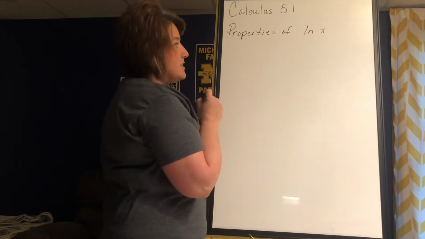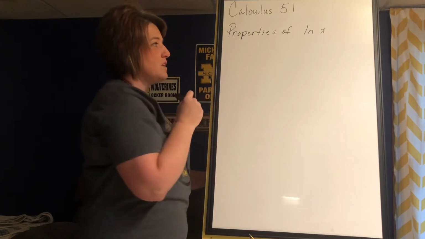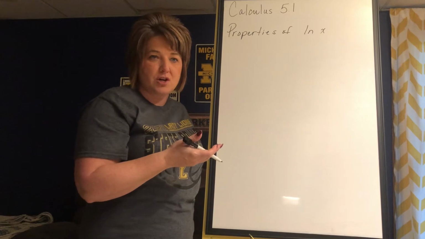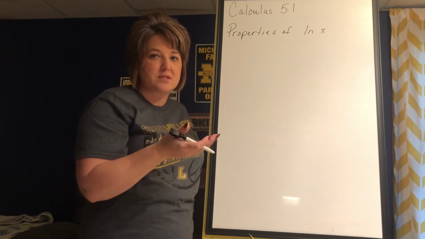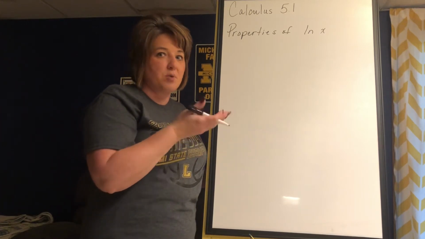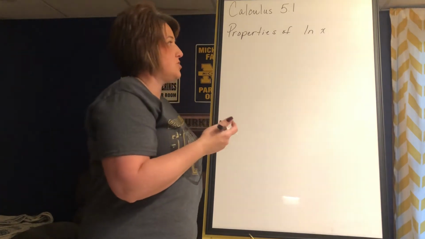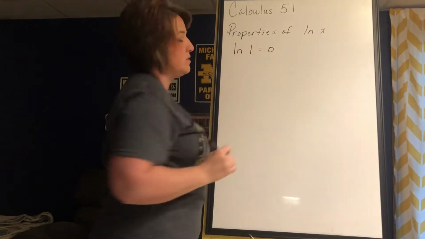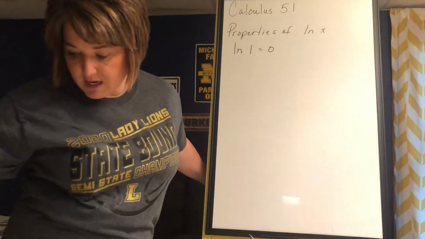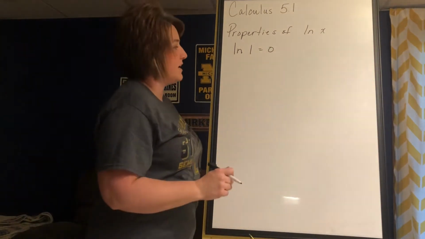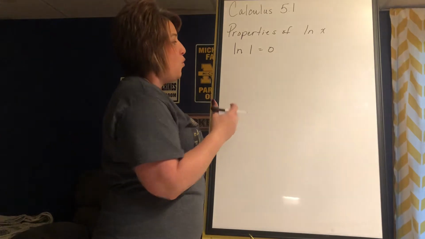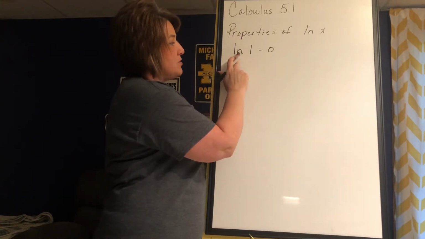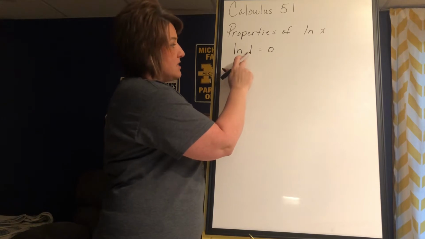The properties of natural log, remember that natural logs and logs are exponents. So all of their properties are based on the properties of exponents. So the first one is the ln of 1 is equal to 0. And that is because this is basically asking what exponent goes on a number to get me a 1.